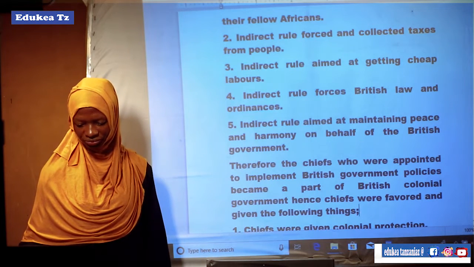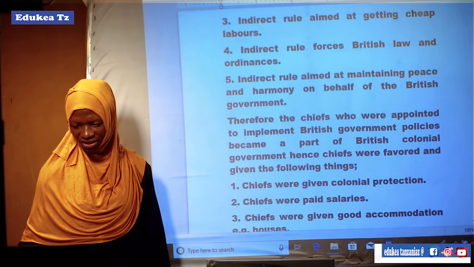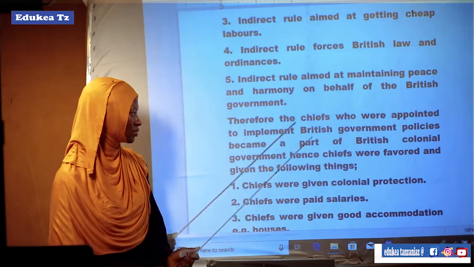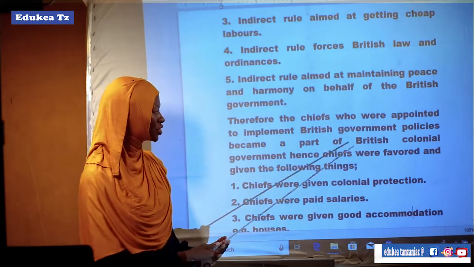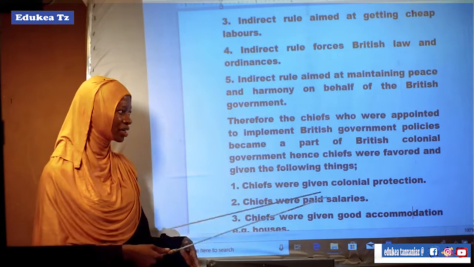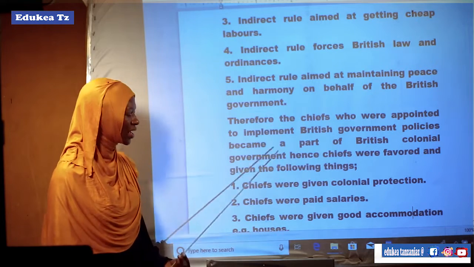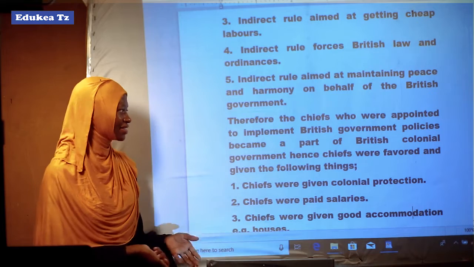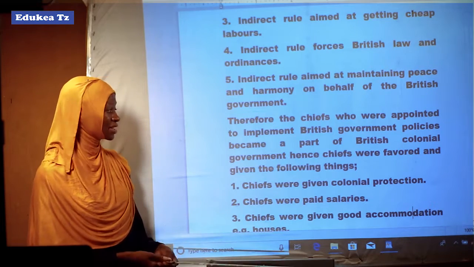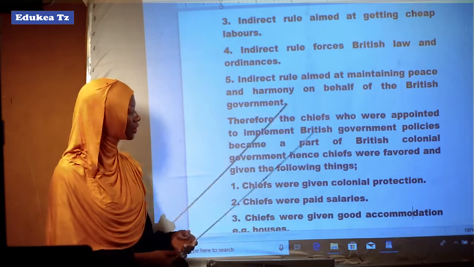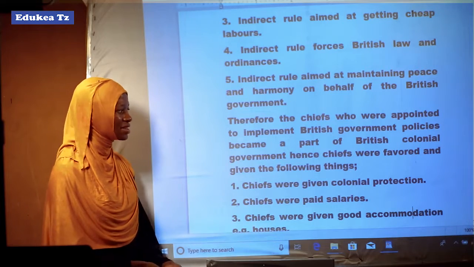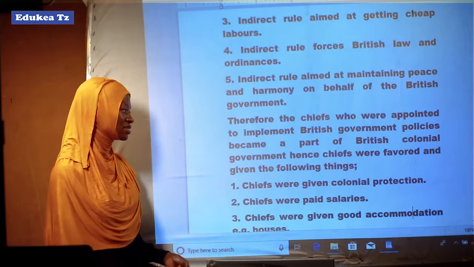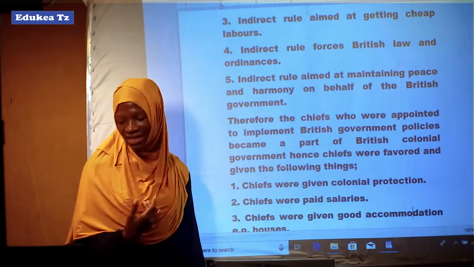Therefore, chiefs who were appointed to implement British government policies became a part of the British colonial government. Hence, chiefs were favored in certain ways. Since they were implementing the colonial government's policies, they became part of the colonial government at the lower stage. So they had certain favors.